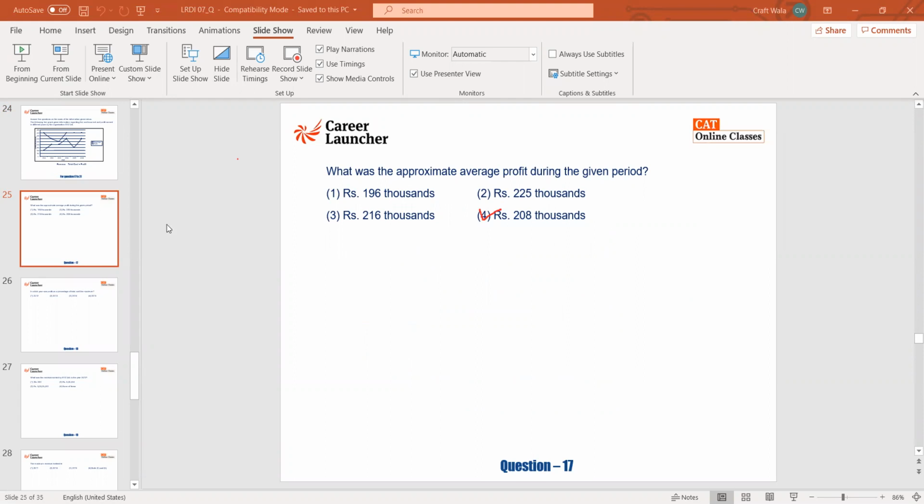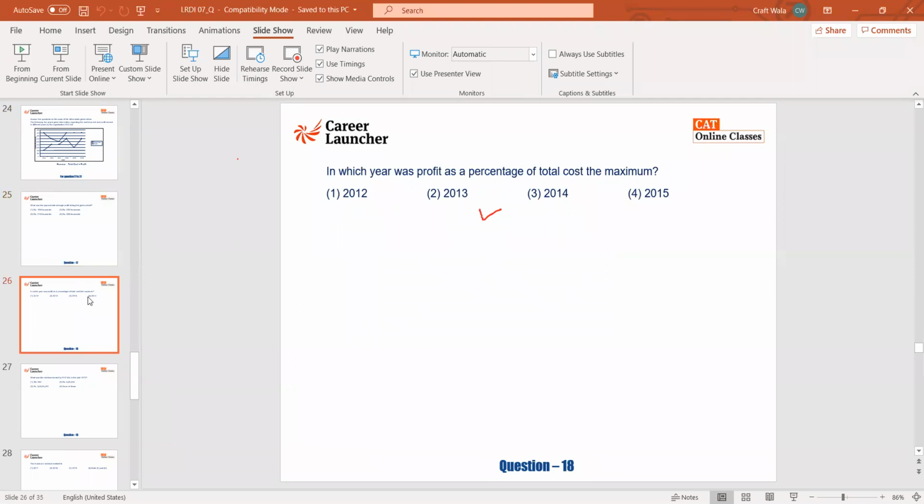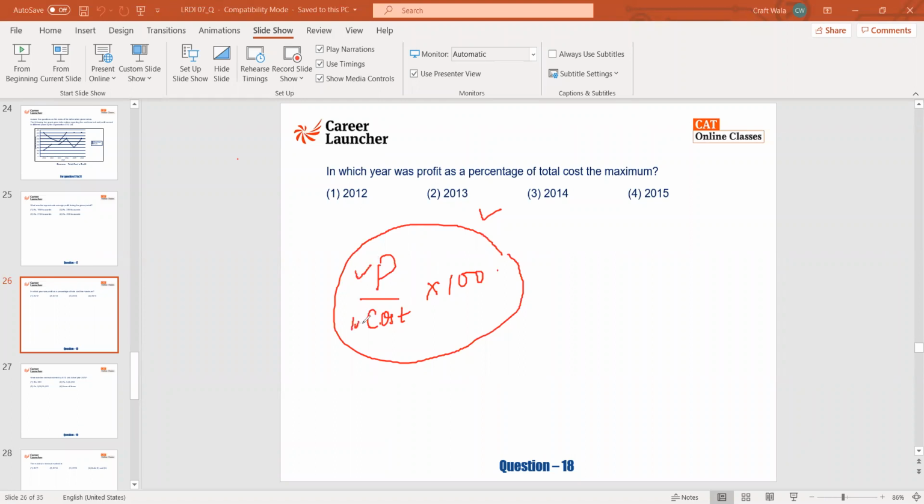Next one, in which year was the profit as a percentage of total cost maximum? That means we are looking at profit by cost into 100. Now, if this fraction has to be higher, what should be there? Profit should be high and cost should be low, right? Cost should be less, profit should be high. So let's see where is that happening. The answer options are 12, 13, 14 and 15.